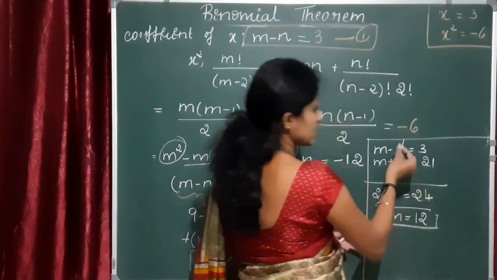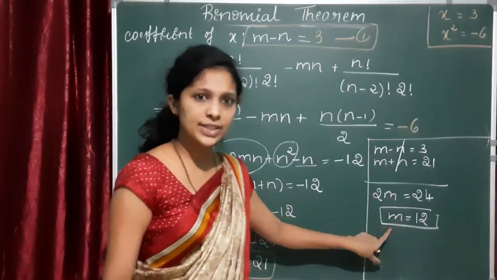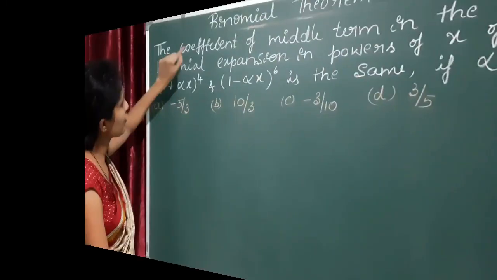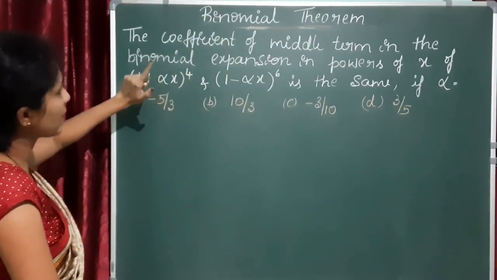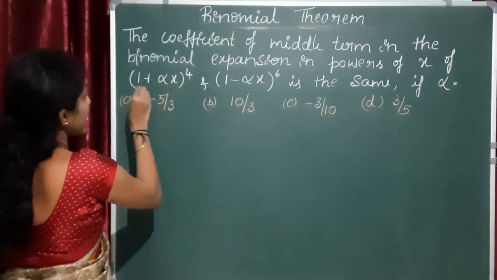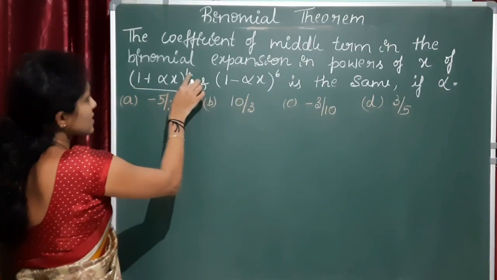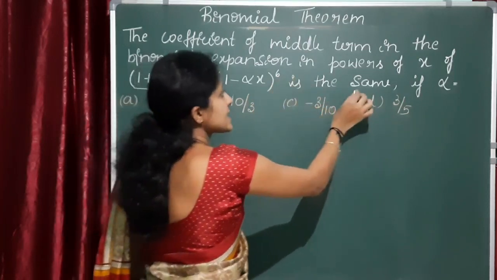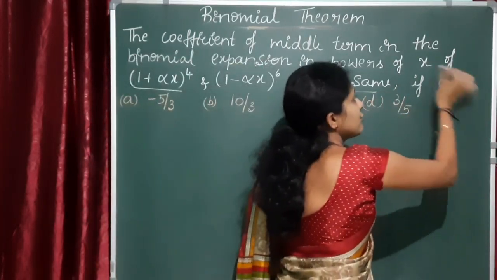If it is n, you can substitute and check the value. So answer, if it is n, then m will be equal to 12. Check with the options. The coefficient of middle term in the binomial expansion of the powers of x, (1 plus alpha x) whole to the power 4 and (1 minus alpha x) whole to the power 6 is same if the value of alpha is equal to.